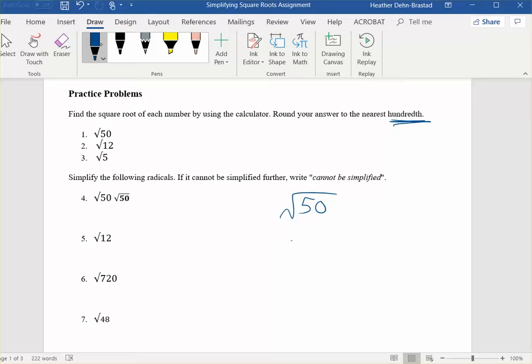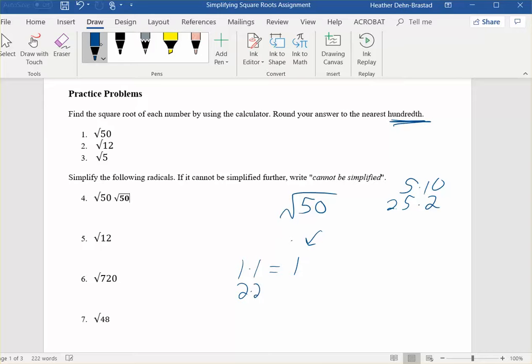So 50 could be 5 times 10. It could be, of course, 50 times 1, but that doesn't help us. It could be 25 times 2. And you want to find a factor that is a perfect square. What's a perfect square? A perfect square is when you can take a number times itself. This number is the perfect square.